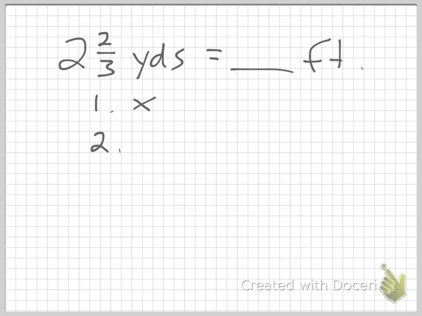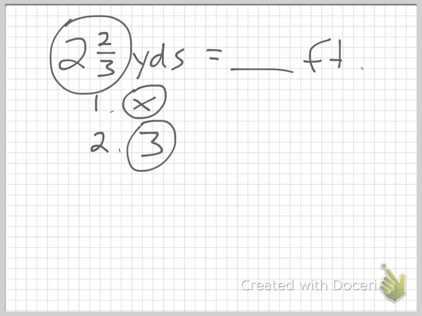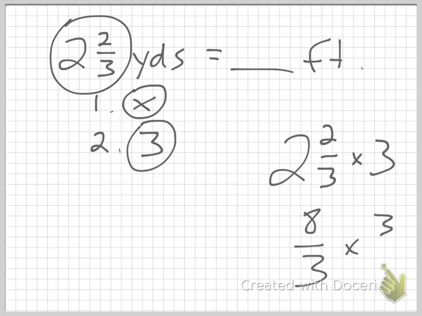How many feet are there in a yard? What's the relationship between feet and yards? There are 3 feet in 1 yard. So I have to go 2 2/3 times 3. What do I need to do to multiply this? You should know this from previous lessons this chapter. Jonathan, what do I need to do? 8/3 times 3 over 1. Yes. Can I reduce anything? Yes. Divide by 3. That's a 1 and a 1. That just leaves me with 8.